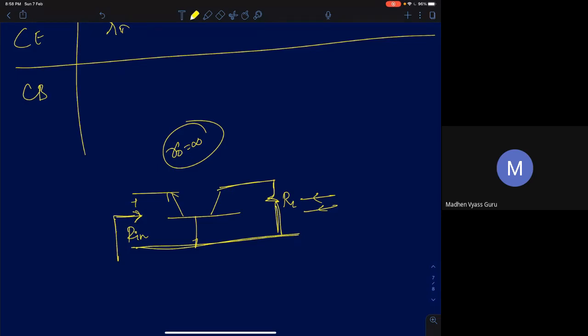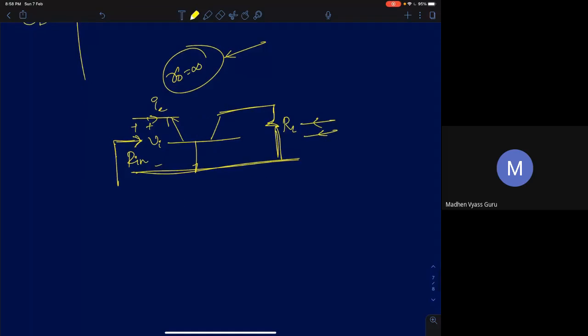Is that okay to everyone? It is small re. If R naught is infinity, it's small re. Why is that? If you apply a voltage Vi here, which will be VBE, the current flowing through this is IE. The current flowing through that is fully IE itself. R naught is infinity, so there is no other path for the current. So it will be IE itself. So the input resistance is simply small re, which is equal to alpha by gm, which is approximately 1 by gm. And it is independent of RL if R naught is infinity.